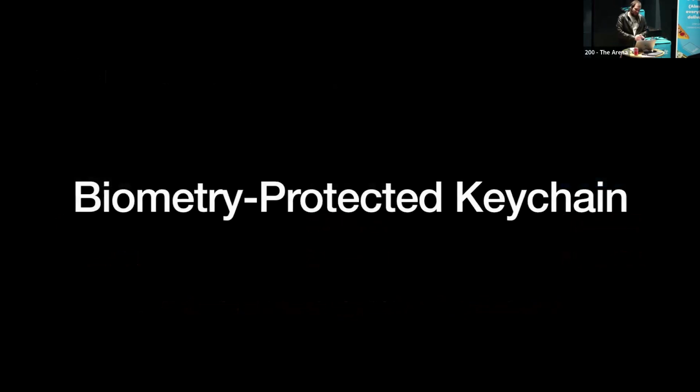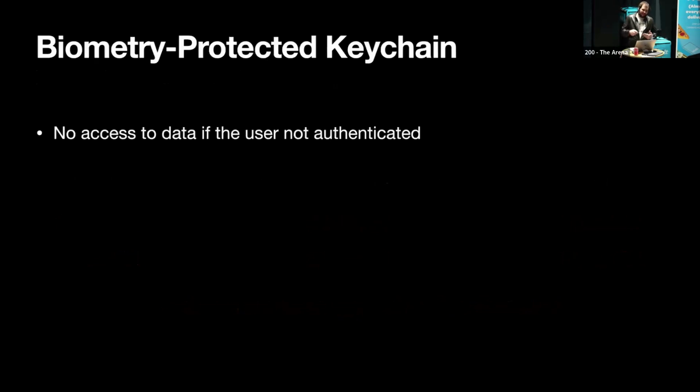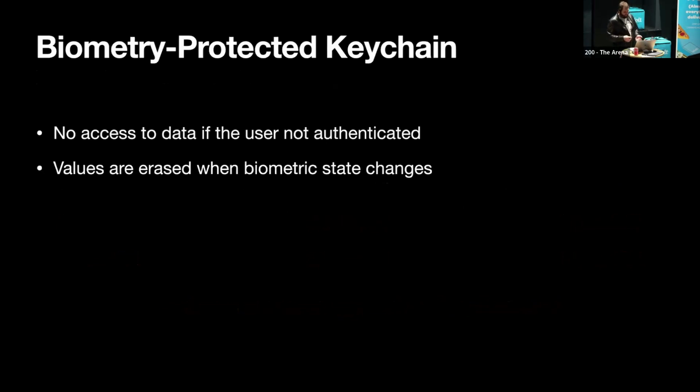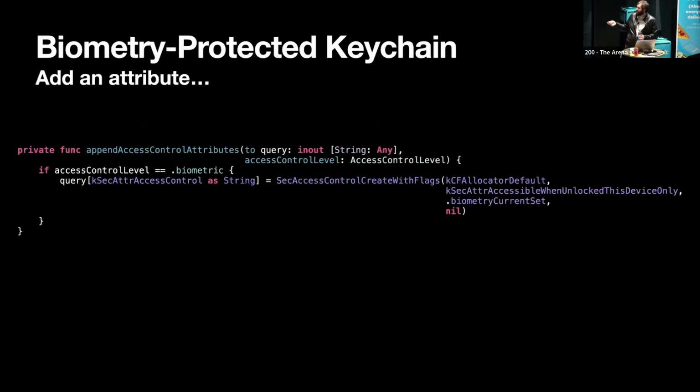One way to do it is to use the biometric protected keychain. So instead of checking whether the biometric method has changed, we just store the secret with the biometrically protected attribute. And then the item will be erased the moment the biometric signature changes. Another benefit is that even if the software has access to the device, unless the user has authenticated biometrically, the software won't even be able to access the underlying data.